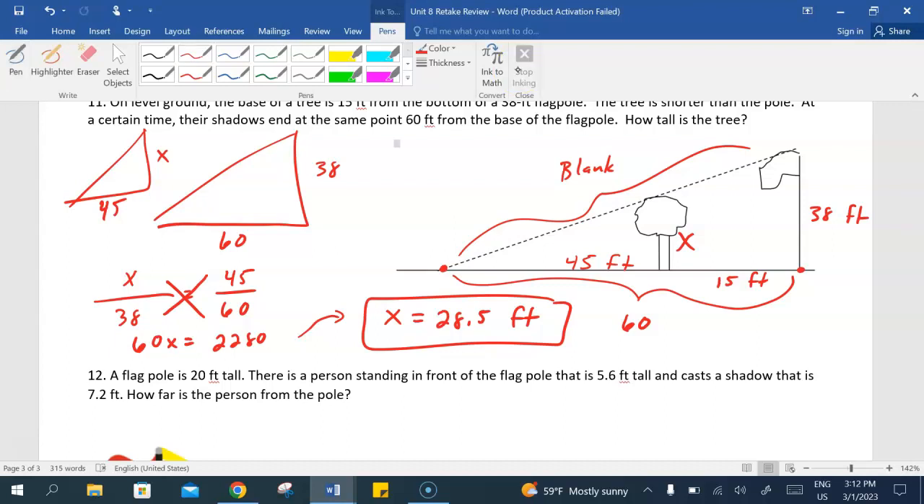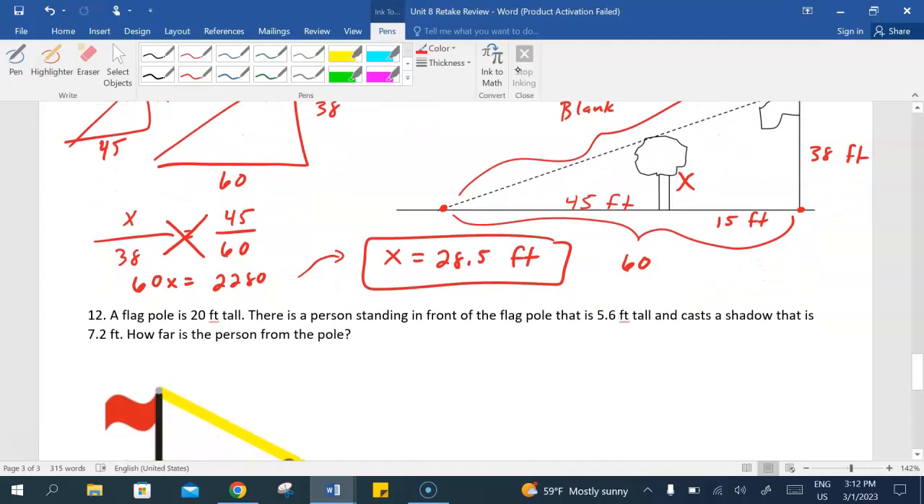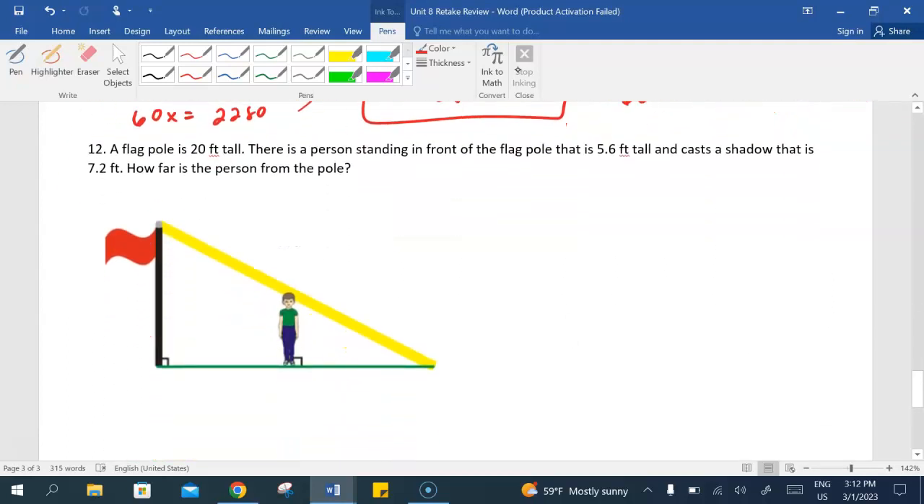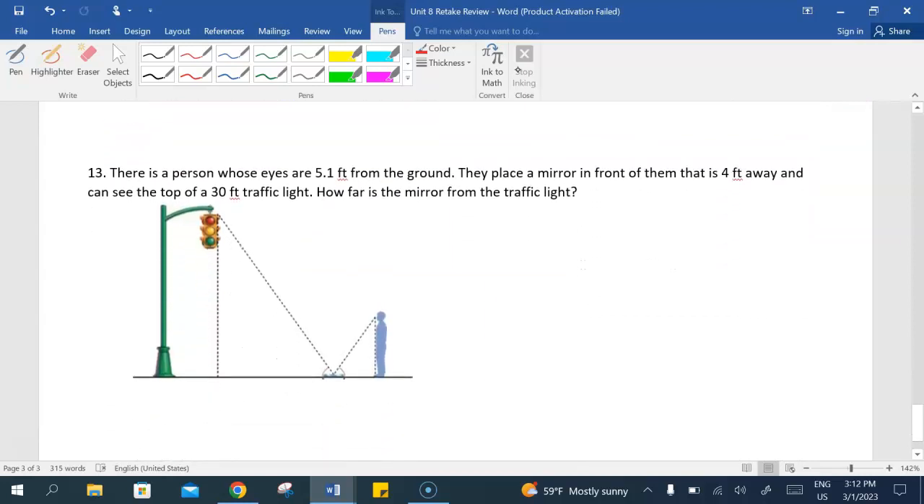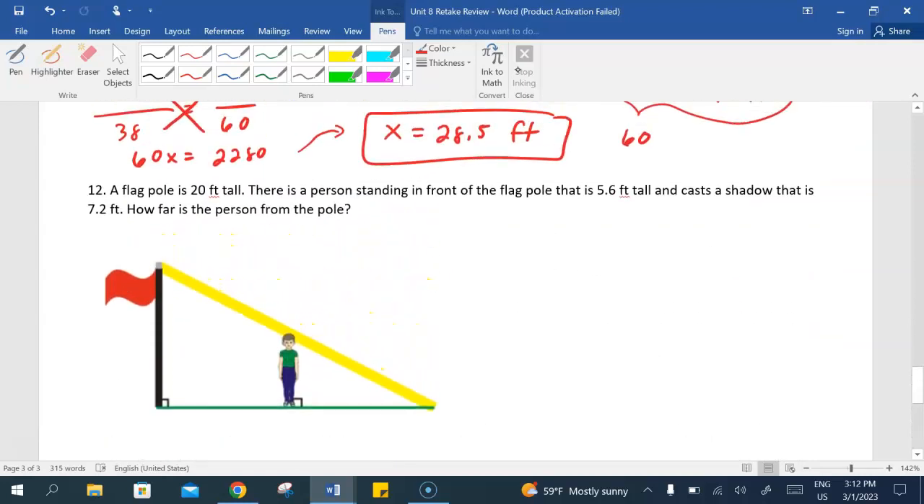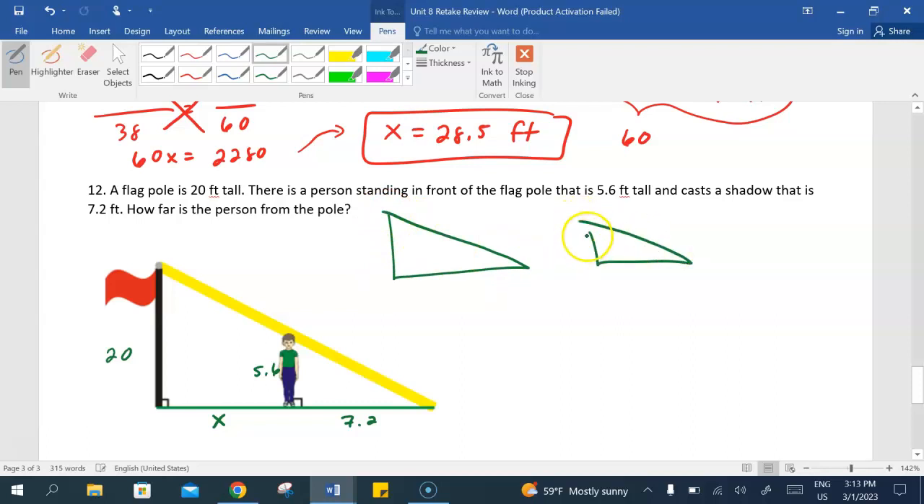Okay, so the only ones that you really have to be careful with the proportion is the overlapping ones. If you look at this one, it's a little harder. And number 13 is a little different because the triangles are split up already, so you don't have to split them up. So for this one, you have a 20-foot flagpole. The person is 5.6 feet tall, and their shadow is 7.2 feet. So you want to figure out what this distance is right here. Again, I'm going to split those up because this is where students make the most common mistakes, when they don't split it up. So this is going to be 20, this is 5.6, this is 7.2.